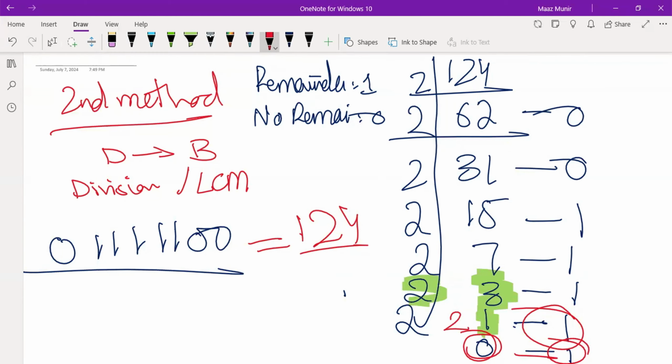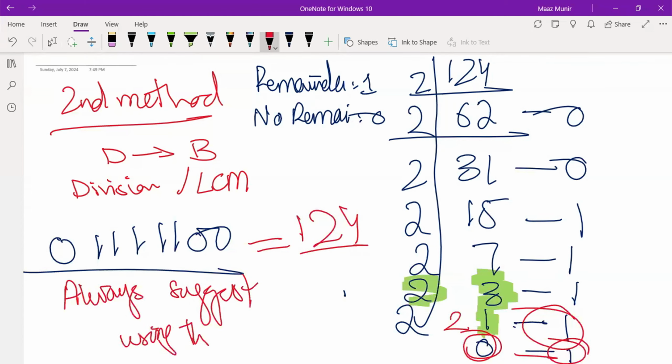Sorry for making this all a bit confusing, but yes, this method is confusing. And just like the way I made an error up here, you guys could also make similar errors. And for this reason, I would always suggest using the first method, which was putting the values. Because the first method is quite simple, to be honest. It's not that difficult.